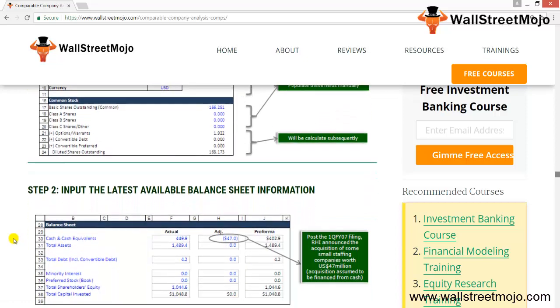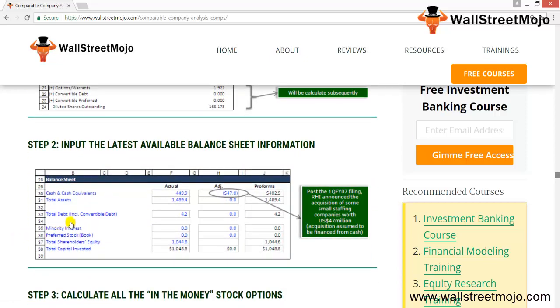Step 2, input the latest available balance sheet information like cash, total assets, total debt, minority interest and preference shares, total equity shareholders and capital invested. Post the Q1 2007 financial filing, RHI announced the acquisition of some small staffing companies worth $47 million. The acquisition was assumed to be financed from cash. That's why there is a negative cash balance.